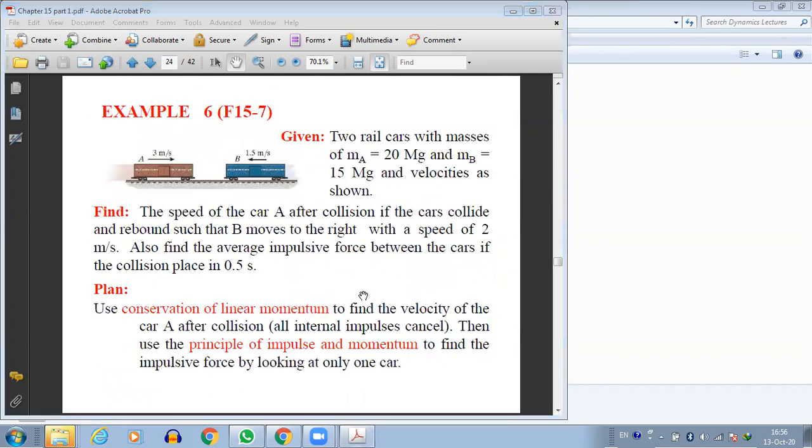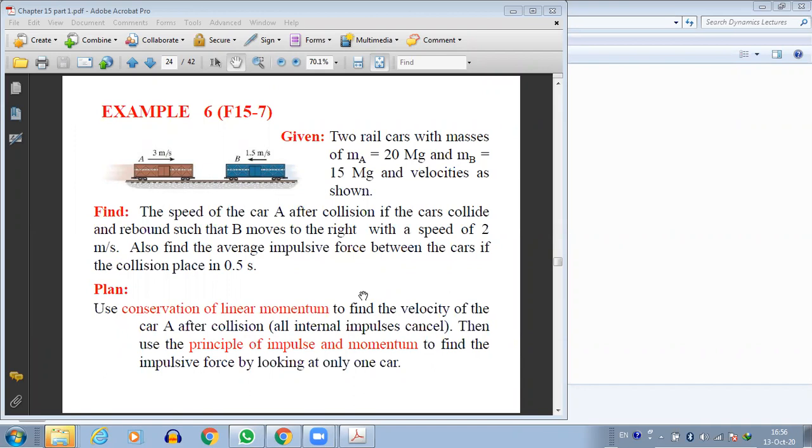Okay, let's see this problem. Two rail cars with masses ma 20 megagram and mb 15 megagram and velocities as shown. They are coming towards each other. We need to find the speed of car A after collision if the cars collide and rebound such that B moves to the right with a speed of 2 meters per second. Also find the average impulsive force between the cars if the collision takes place in 0.5 seconds.